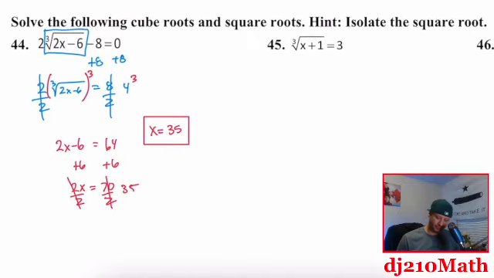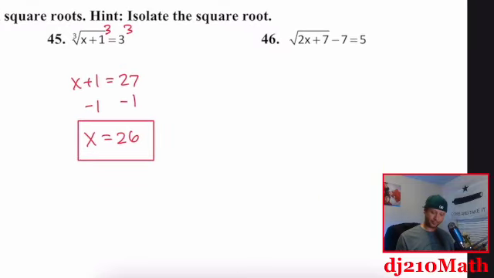45. Cube both sides because it's already isolated. So this is going to make x plus 1 is equal to 3 times 3 times 3. 3 times 3 is 9, times 3 is 27. Minus 1, minus 1. X is equal to 26.